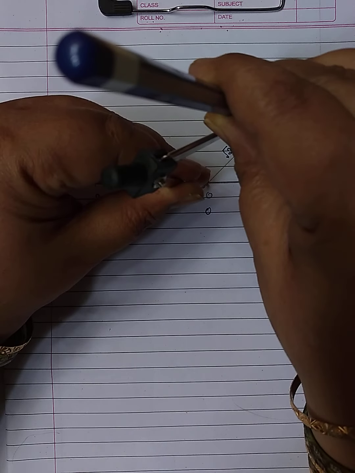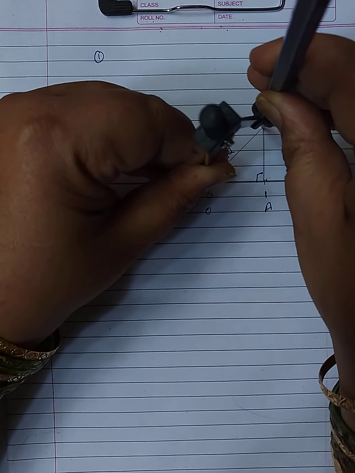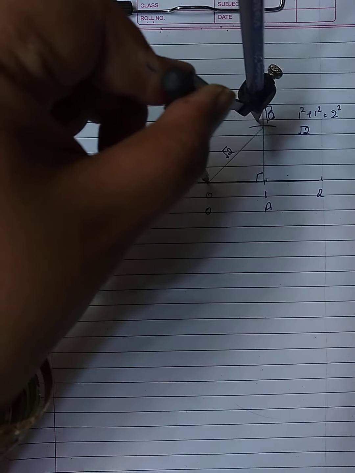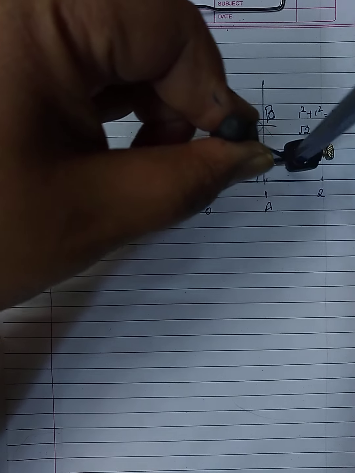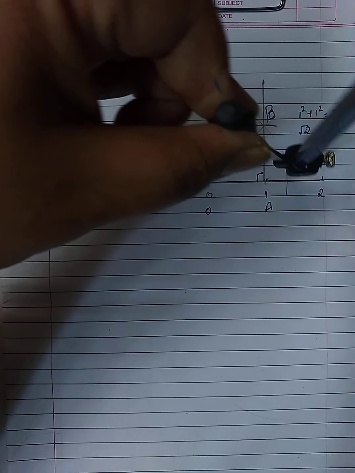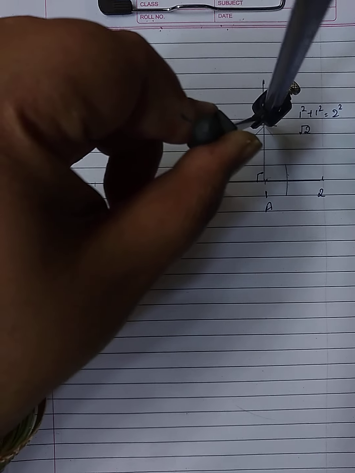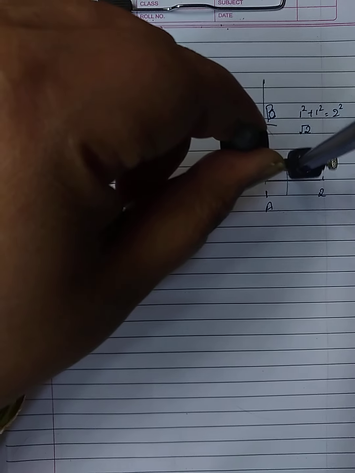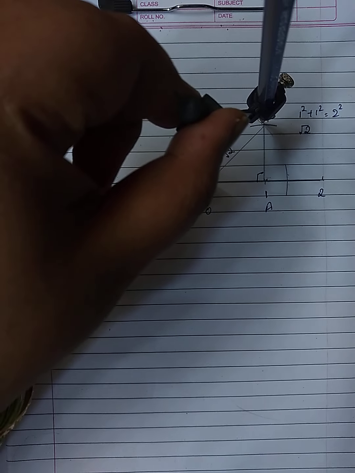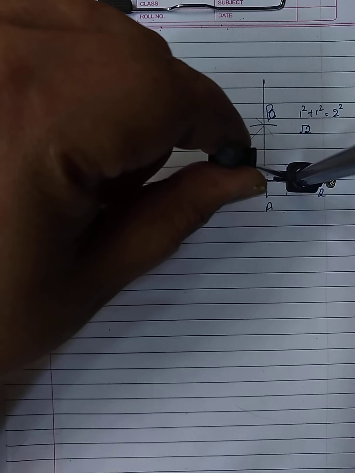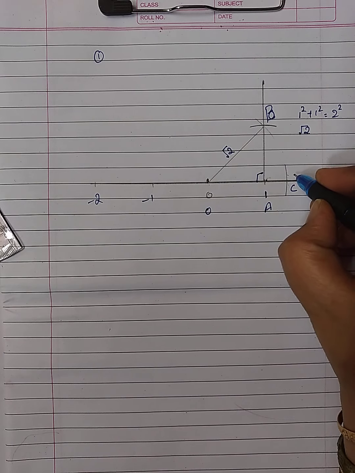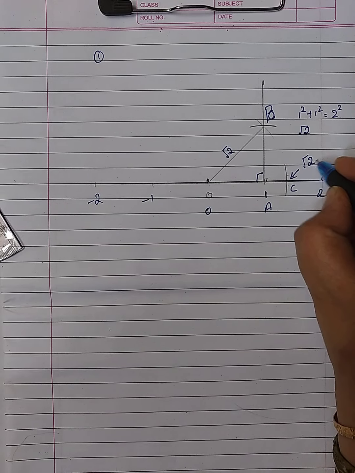Now making OB as radius, like this, we have to draw an arc on the number line. See here, making OB as radius, mark a point on the number line. Since OB is root 2, this is also root 2. Now mark this point as OC. This point is root 2.